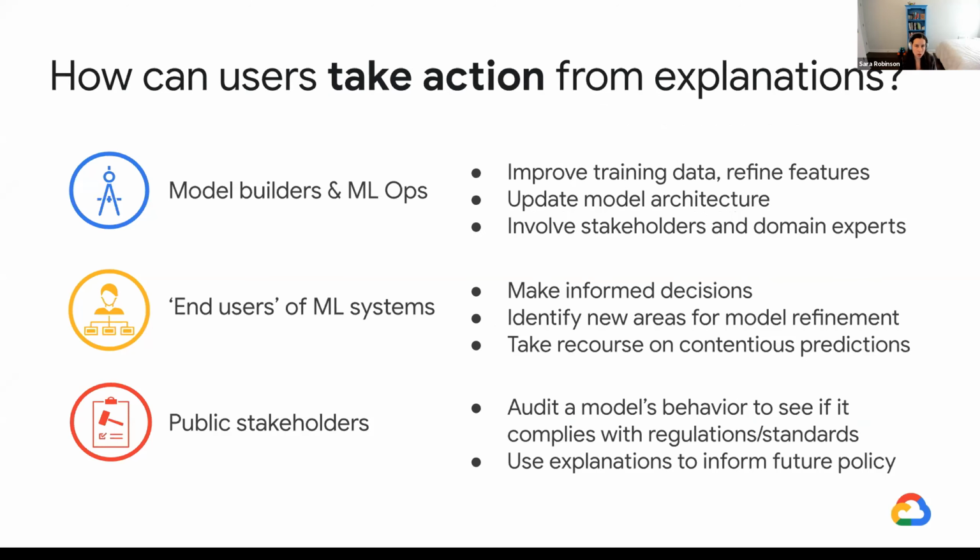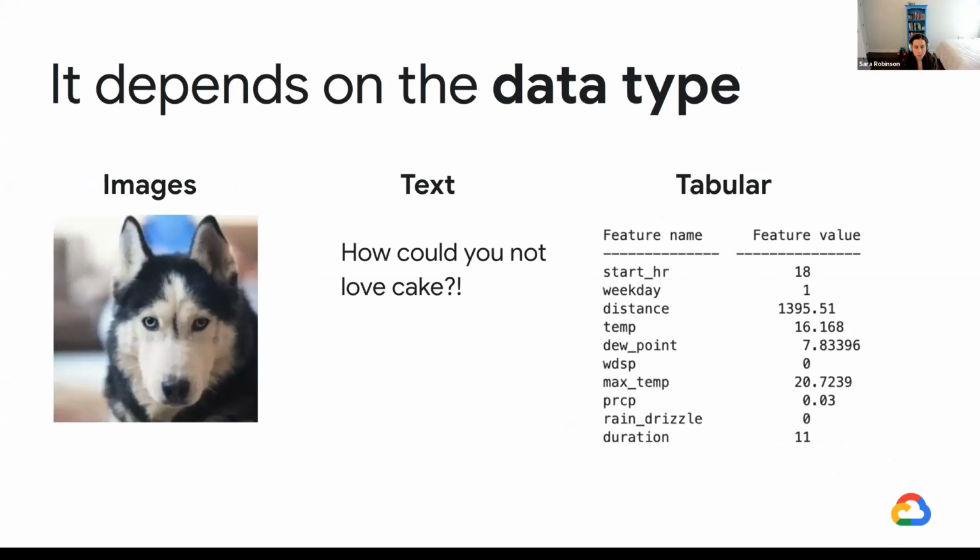And then further, this slide provides some examples of how these different types of users can take action from explanations. I won't go into all of these, but I'll share the slides out after. So what do explanations look like and what form do they take? This depends largely on the type of data that you're working with.